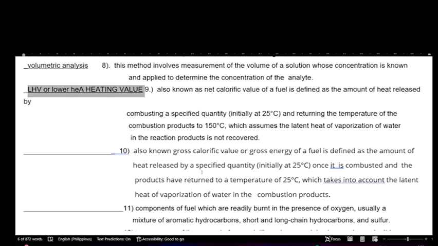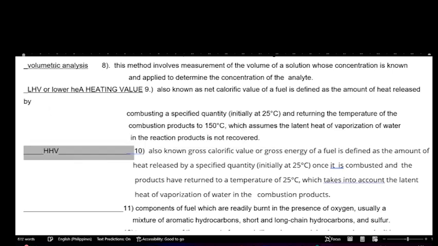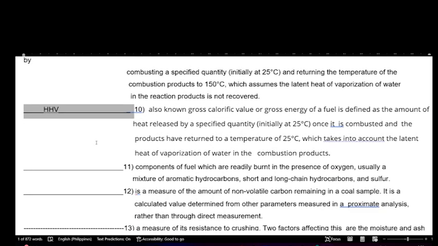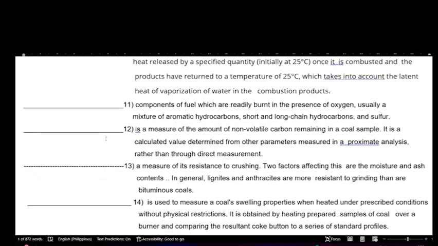Next, it is also known as gross calorific value. Higher heating value or HHV will do. Anong high? Basta ang sagot lang, HHV or higher heating value.